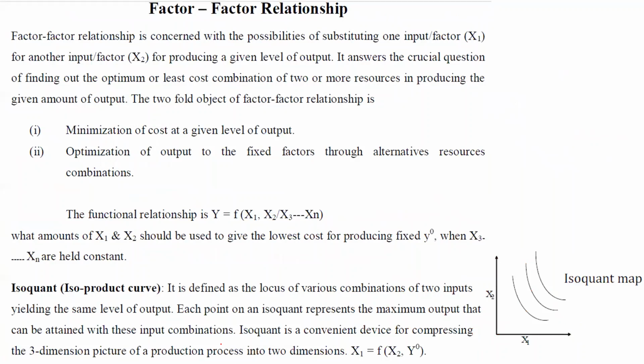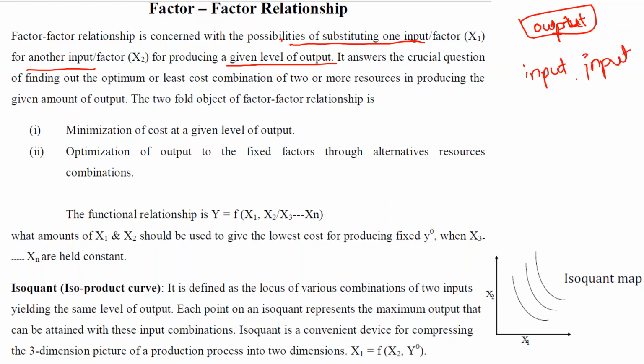Then we have the next, factor-factor relationship. In factor-factor relationship, we are concerned with the possibilities of substituting one input for another input for producing a given level of output. Factor-factor relationship में क्या होता है? Output जो होता है वो फिक्स हमें दिया होता है, इतना आउटपुट हमें प्रोड्यूस करना है, तो उसके लिए जो दो इनपुट्स है वो किस कॉम्बिनेशन में यूज करना वो हमें डिसाइड करना पड़ता है. So at what level one input should be substituted for another input to achieve the given level of production. This problem is solved in factor-factor relationship.